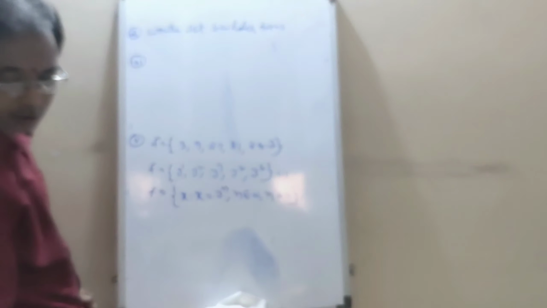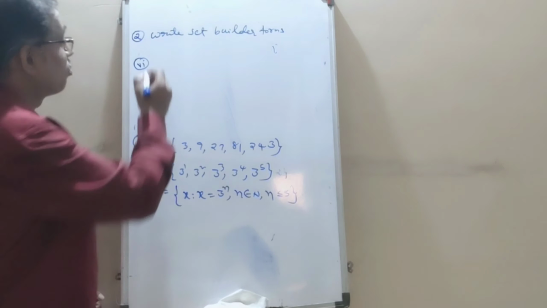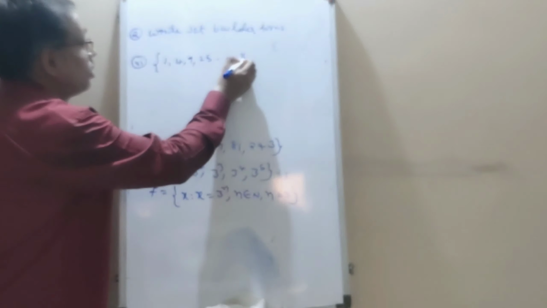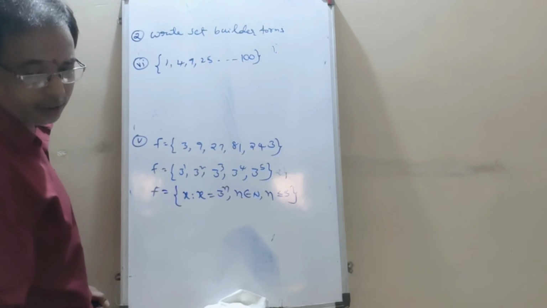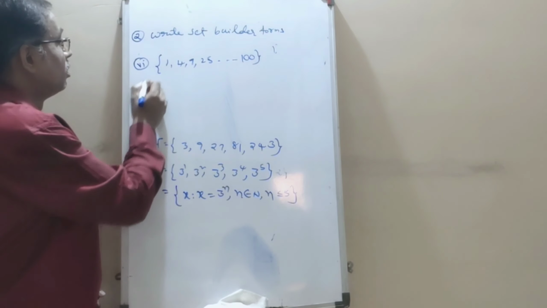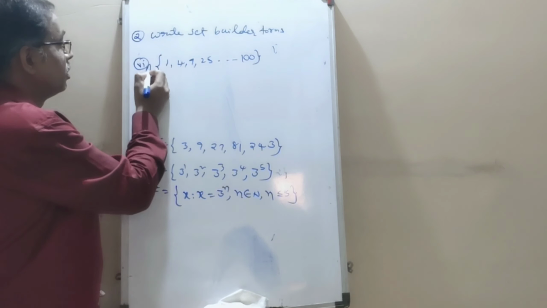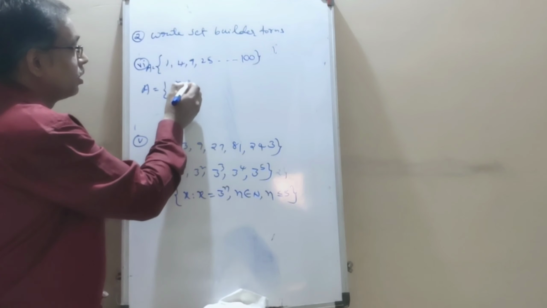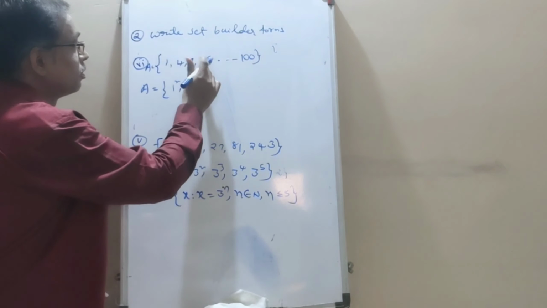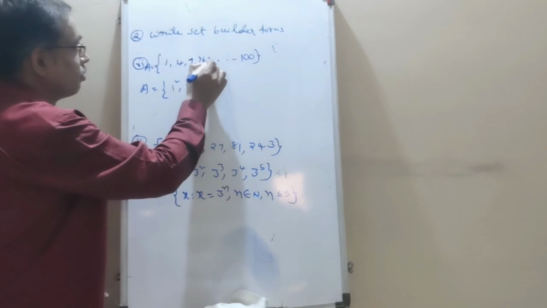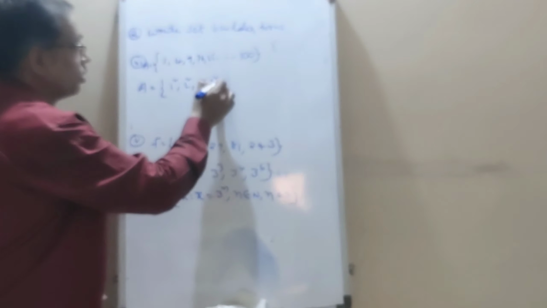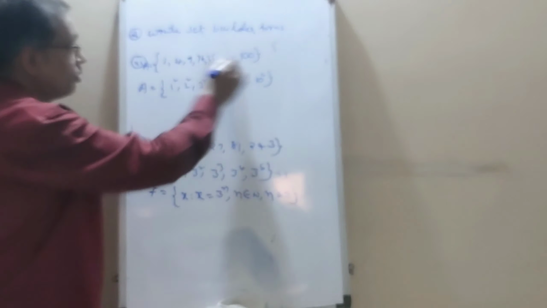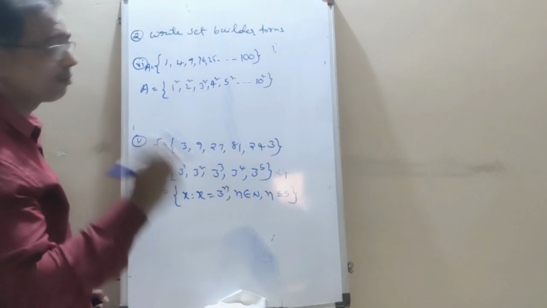One more is there. That is 1, 4, 9, 16, 25 up to so on 100. Okay, so what are these actually? There will be some set A, then A is equal to, we can write 1 square, 2 square, 3 square, 4 square, 5 square, up to so on 10 square. So the given numbers are all perfect square numbers.